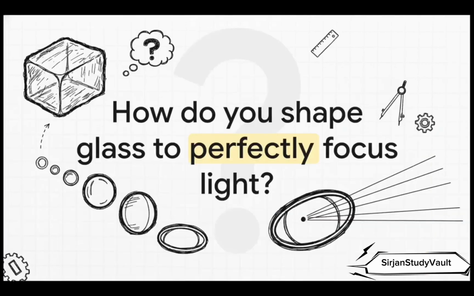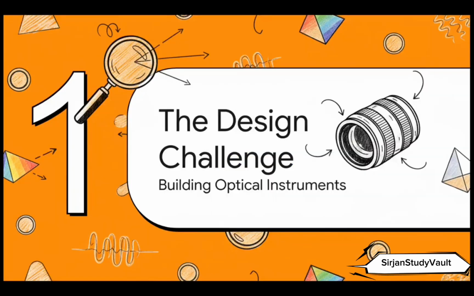So let's just jump right in with the big question. Imagine you've got a simple, raw block of glass. How in the world do you know exactly how to grind and polish it to make a perfect lens? Is it just a bunch of trial and error? A lucky guess? Or is there a more precise way?